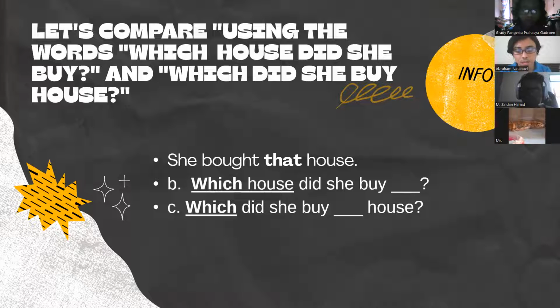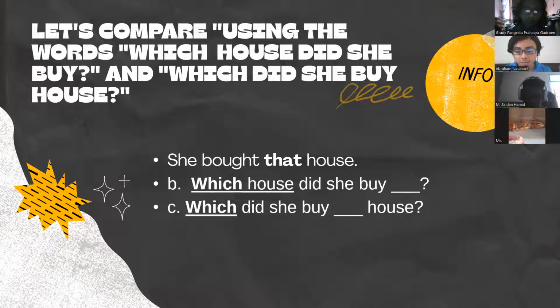And in the second form, which did she buy house? So the WH expression here is separated from the object being talked about, which is the house. And the second sentence, end result, is less grammatical.